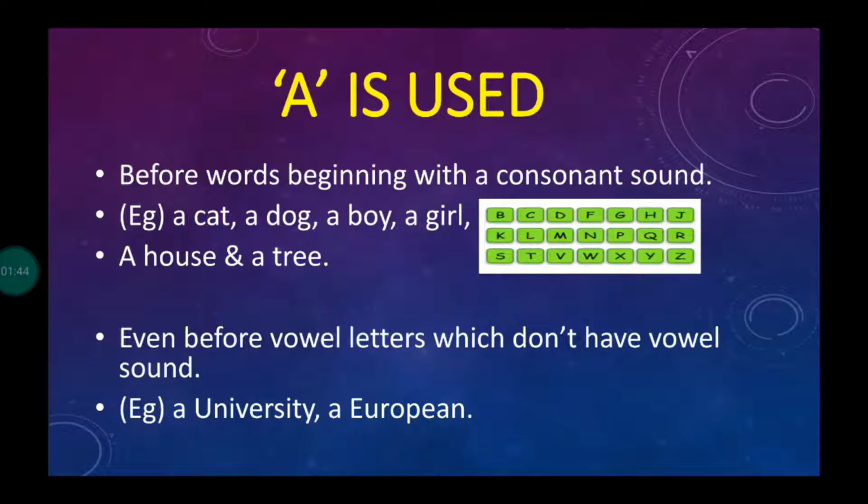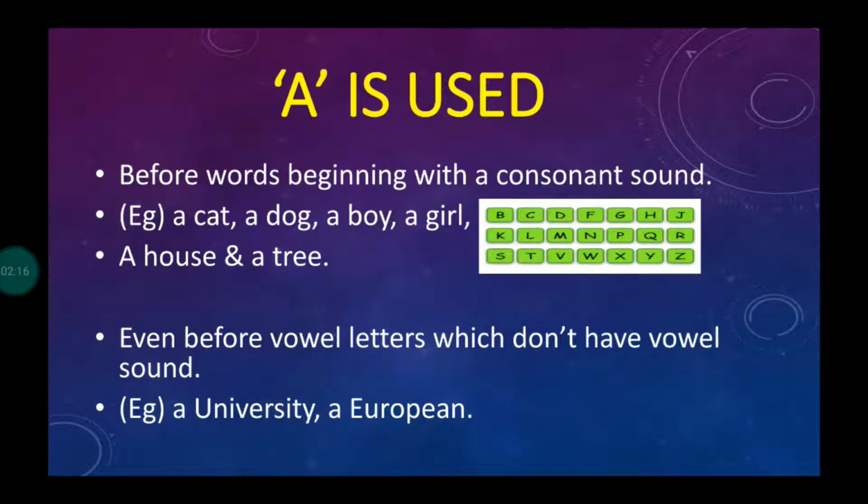I am not talking about the spelling, but it is the sound that you have to look for in all the words. For example, a cat, a dog, a boy, a girl, a house and a tree. Now, a cat begins with a k, a dog begins with a d, a boy begins with a b, a girl begins with a g, a house begins with a h, and a tree begins with t. And all these k, d, b, g, h and t are consonant sounds.